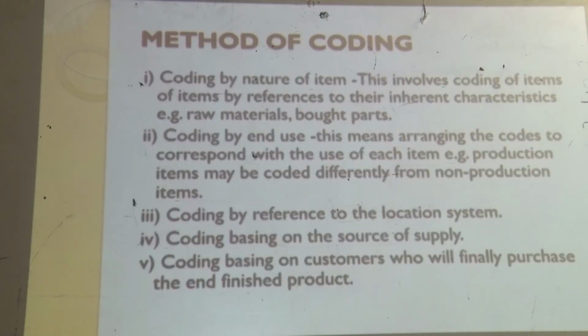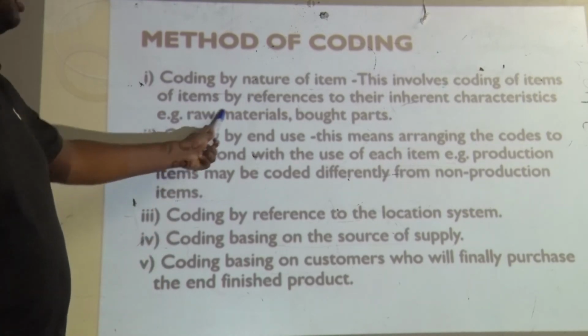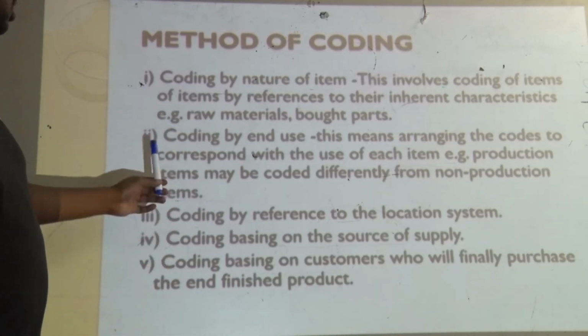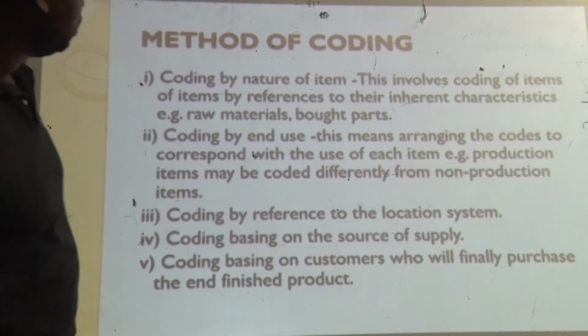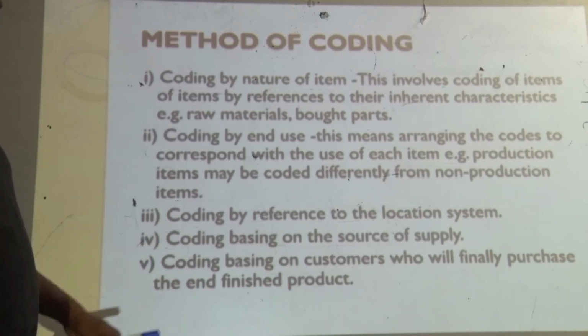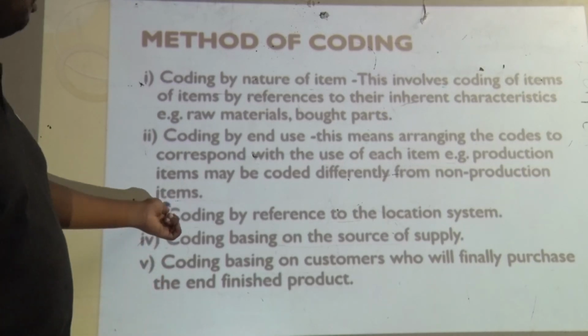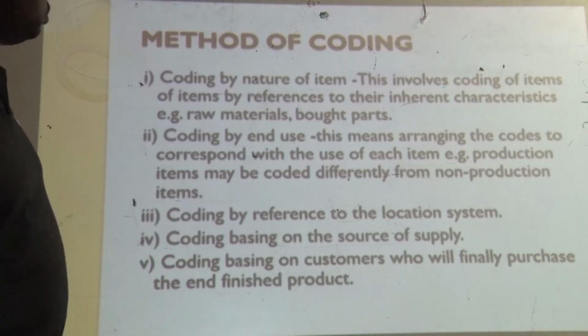So what are some of the methods of coding? We have various methods of coding. The first one is coding by the nature of items. You can decide to code by the nature of items, e.g. raw materials, spare parts. So depending on the organization, some organizations base their coding on the nature of items. The second one is coding by the end use, the final use of the item. You can decide to code using that system. Basically, in this one, production items may be coded differently from non-production items.